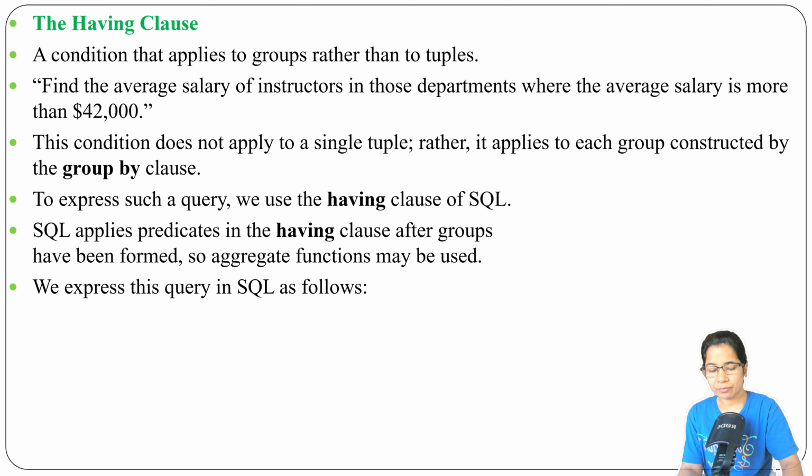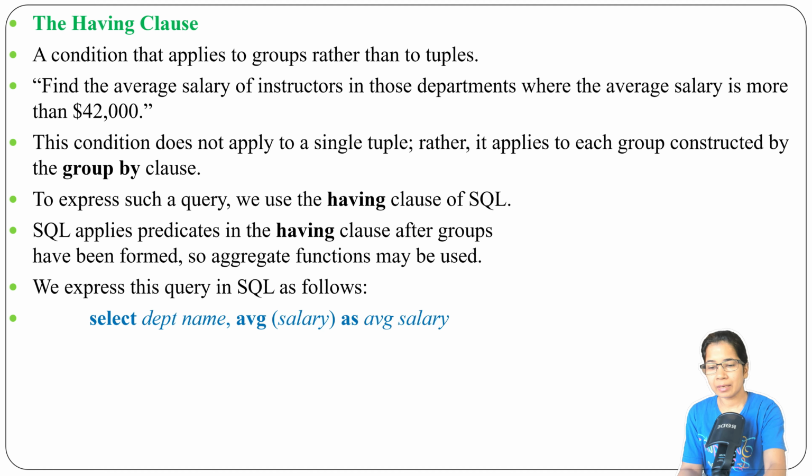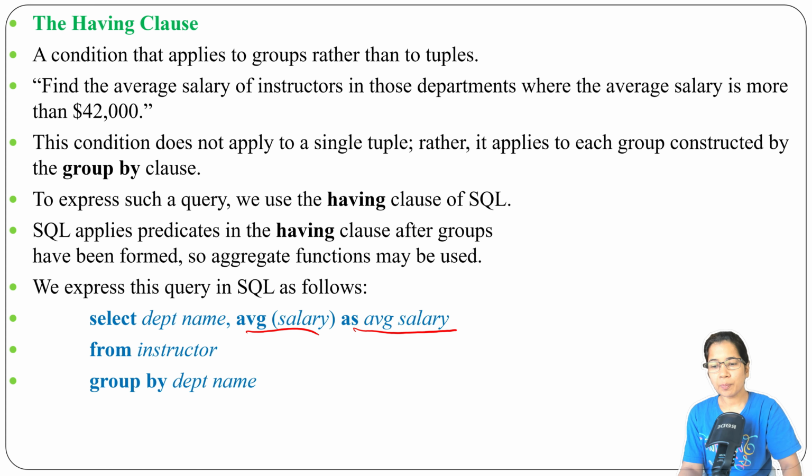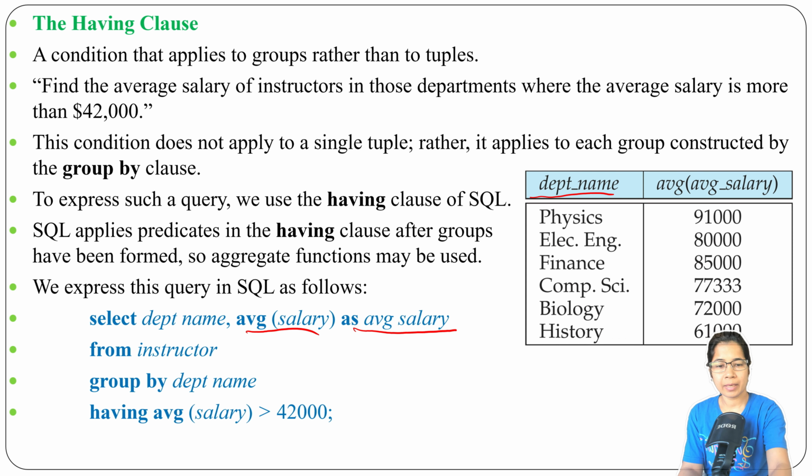Now the SQL query for this will be: select department name, average salary as average salary, from instructor. Instructor is the relation name. Group by department name having average salary greater than 42000. Now the output will be like this: department name, average salary. Here it will show all the department names whose average salary is greater than 42,000. First we did the group by on department name, then on that group by we applied the having clause. So the departments whose average salary is greater than 42,000 will show.